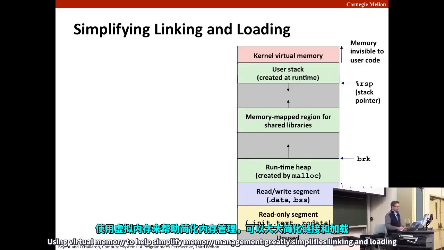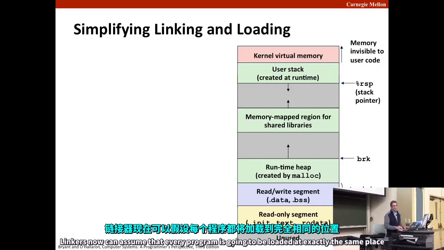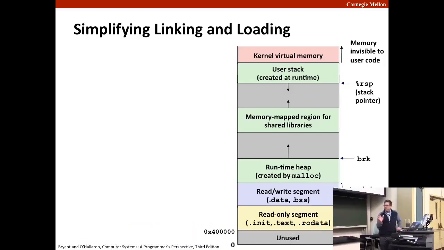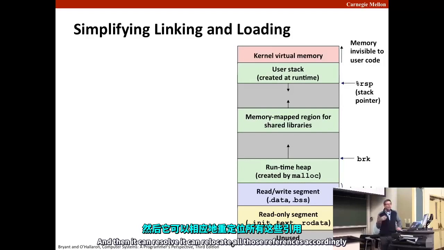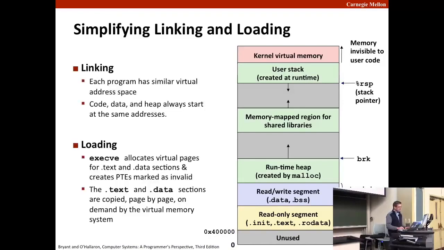Using virtual memory to help simplify memory management greatly simplifies linking and loading. For the reasons I mentioned before, linkers can now assume that every program is going to be loaded at exactly the same place. So the linker knows ahead of time where everything is going to be, and then it can relocate all those references accordingly. Now, it really makes loading simple.